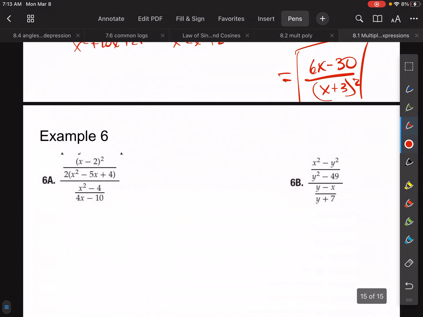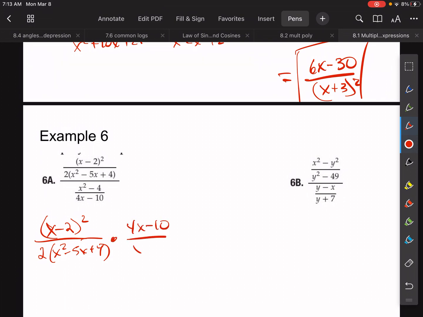For example 6, the last piece here, this is where you have a fraction divided by a fraction. Okay, and you know this lesson is just getting way too long, so I'm not going to spend a lot of time on this, but just remember that that's just division. So I'm going to write this as x minus 2 squared over 2 times x squared minus 5x plus 4 times, and then I'm going to flip that. So 4x minus 10 over x squared minus 4.